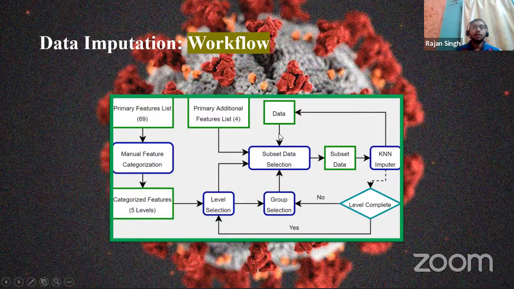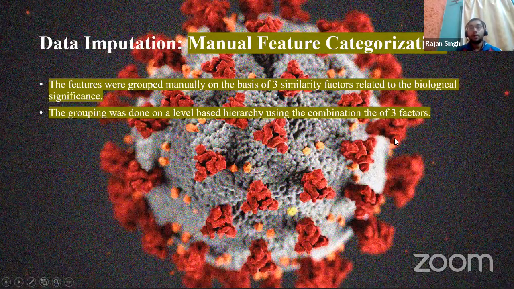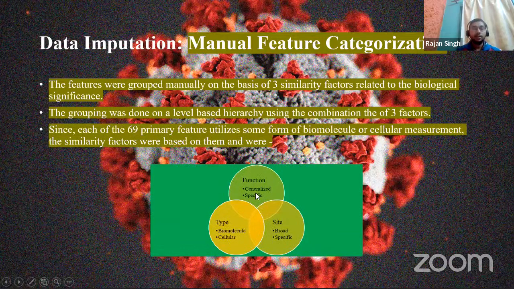Now for manual feature categorization, 3 similarity factors related to the medical terminology significance were considered. Since each of the 69 primary features uses some form of biomolecule or cellular measurement, the similarity factors were divided into 3 types. So first was the function. For example, leukocytes fight off infection. So they have a generalized function as well as some specific. So this was the division of the function.